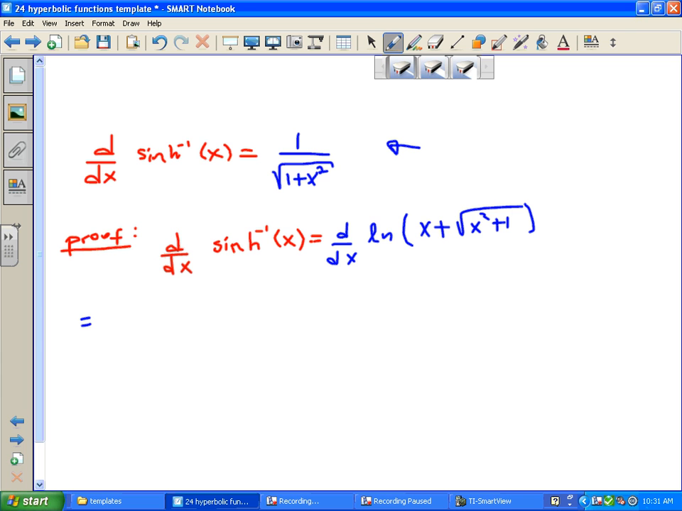What did you say? 1 over u times u prime. Let's remind everybody. If you have natural log of u, and you're trying to find the derivative of that, it's going to be 1 over u times u prime, correct? Okay, for this question, what is my 1 over u going to be? 1 over everything, right? And then times the derivative of everything.